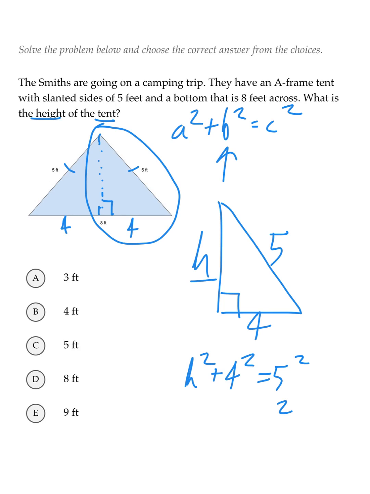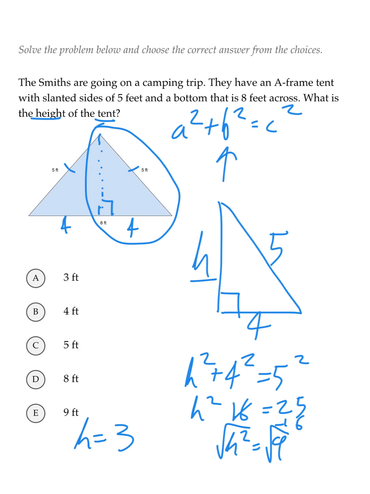5 squared is 25, 4 squared is 16, we still have h squared. Take away 16 from both sides, and we should get h squared equals 9. To find h by itself, square root both sides, and you should get that h equals 3. So the height of the tent should be 3 feet, which is answer A.